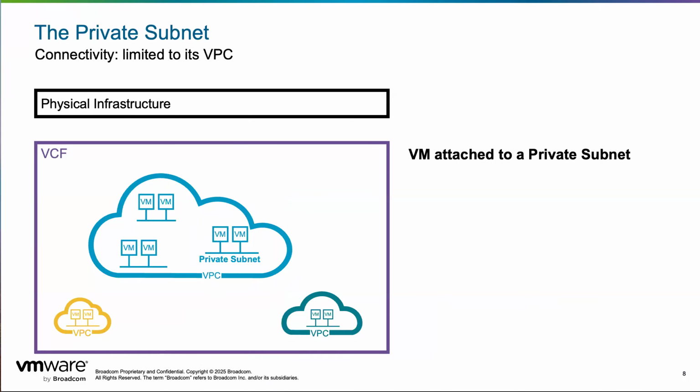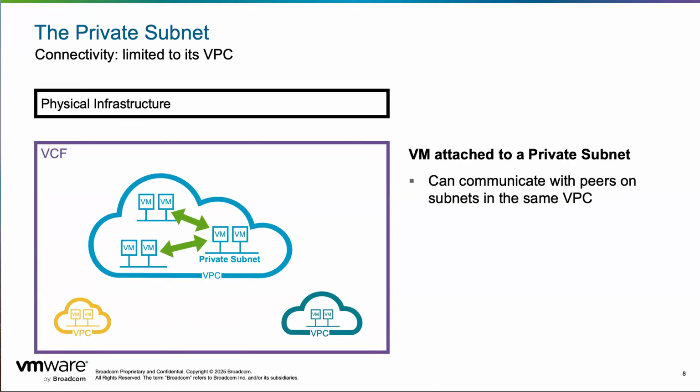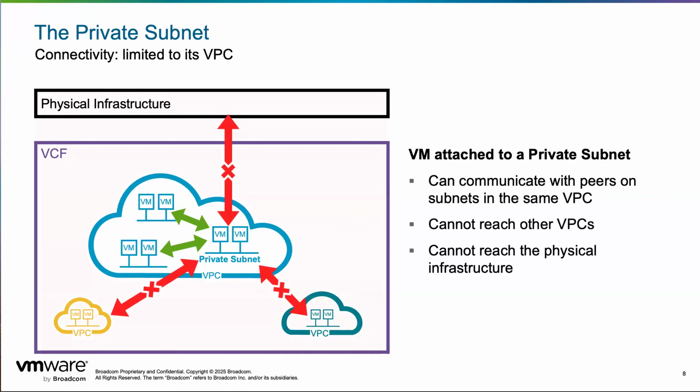If you attach a virtual machine to a private subnet, so you create a subnet, you're going to basically select one of those 3 t-shirt sizes and say that I attach my virtual machine to a private subnet. In that case, my virtual machine can reach all its peers within the VPC. So local connectivity, that's a given. Even if those subnets are different, they have different IP addresses, there is some implicit routing between those subnets. However, your virtual machine on a private subnet will not be able to reach peer VPCs inside VCF, nor will it be able to access the physical infrastructure.